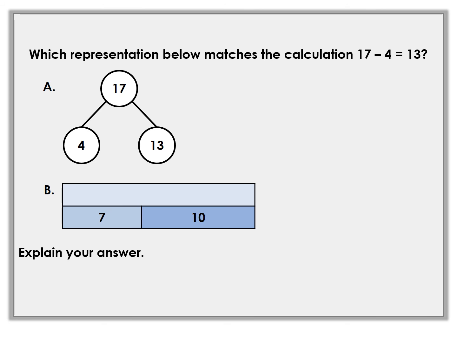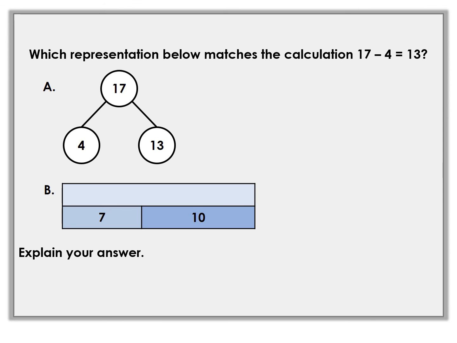This time I have a calculation. So which representation below matches the calculation? 17 subtract 4 equals 13. Is it the part whole that has 17 as the whole, 4 as a part, and 13 as a part? Or is it the bar model where my two parts are 7 and 10? Pause this video and have a think of which one shows 17 subtract 4 equals 13. And please explain your answer. So how do you know? Is it representation A or representation B?